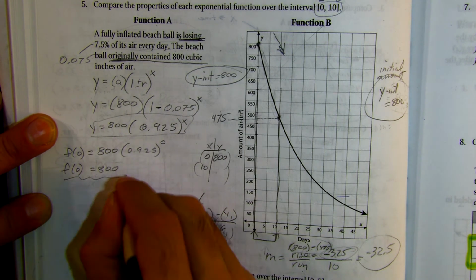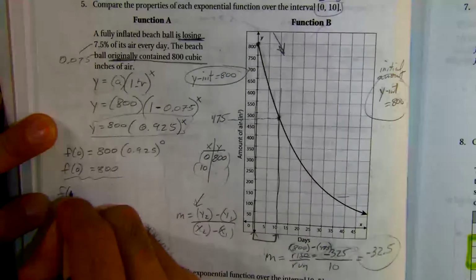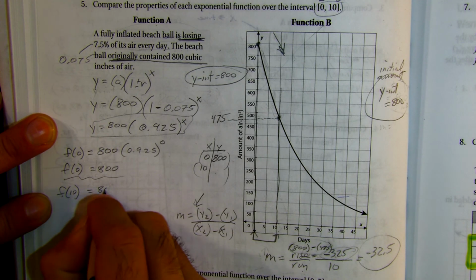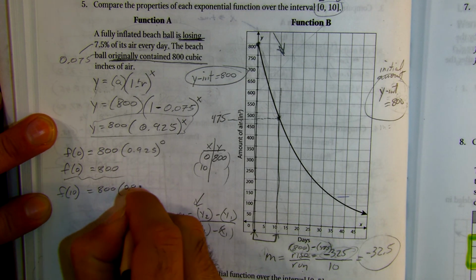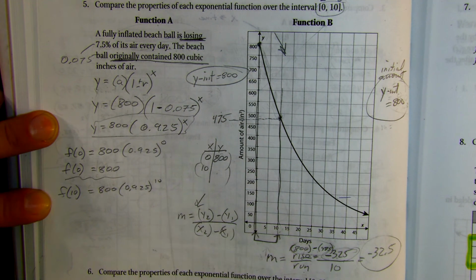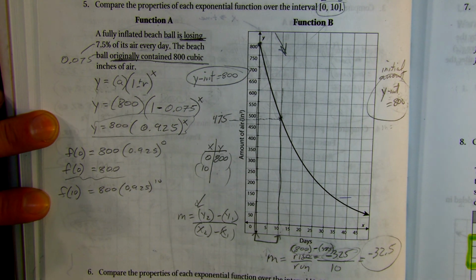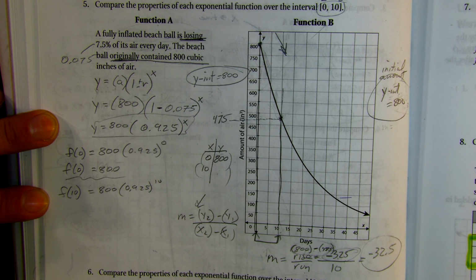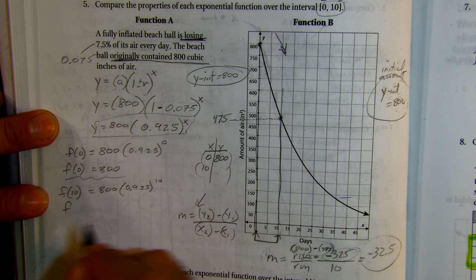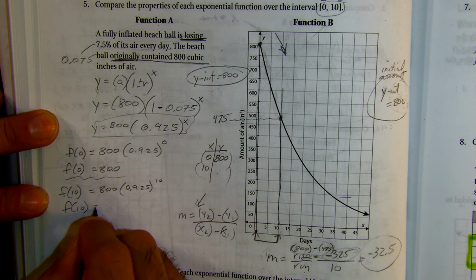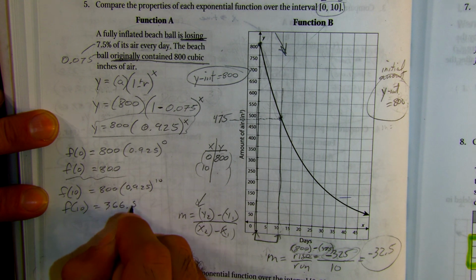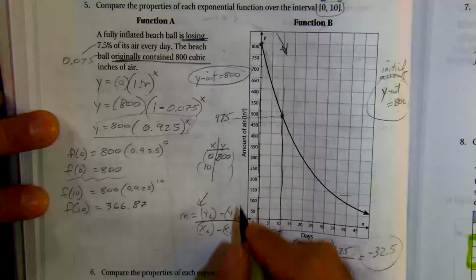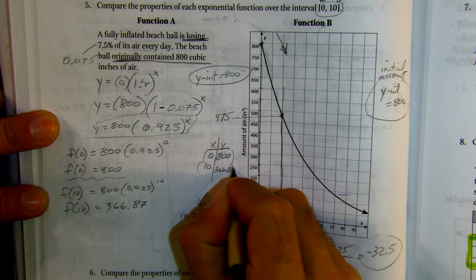Now, next, let's plug in f of 10. 800 times 0.925 to the 10th. Okay. And that's 0.925 raised to the 10th. All right, that's 0.458. Let's just multiply that by 800. All right, so when we plug in f of 10, we're going to get 366.87.